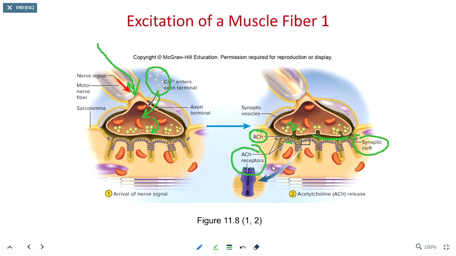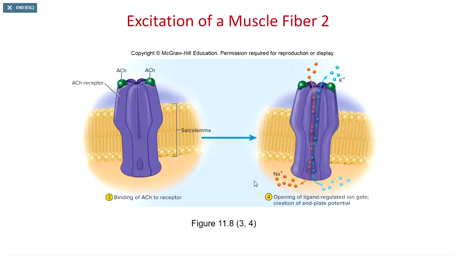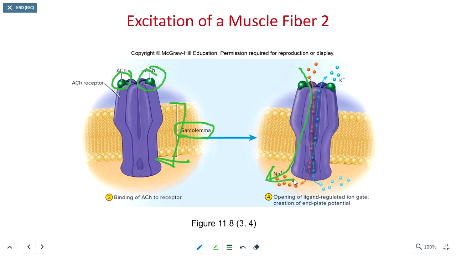And as acetylcholine binds, those acetylcholine receptors pick up two acetylcholine molecules. For reference, this is on the muscle fiber. Sarcolemma means cell membrane of a muscle fiber. So as two acetylcholines bind, the acetylcholine receptor opens up and causes sodium ions to rush into the cell with the sodium concentration gradient, and potassium ions to rush out of the cell with the potassium ion concentration gradient.